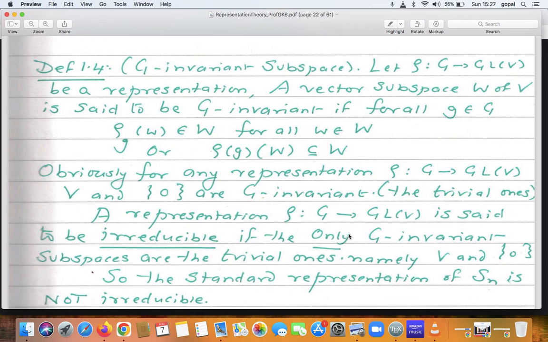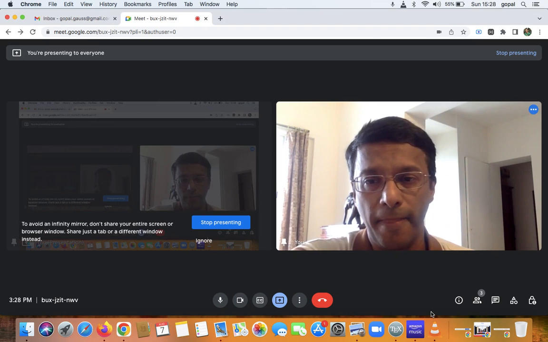A representation rho from G to GL(V) is said to be irreducible if the only invariant subspaces are the trivial ones. That is, other than 0 and V, there are no other invariant subspaces. So, immediately, the standard representation of Sn is not irreducible because we have a non-trivial G invariant subspace, namely the linear span of the column vector (1 1 1 ... 1). Is this point clear? Any questions? Can I take up any questions?